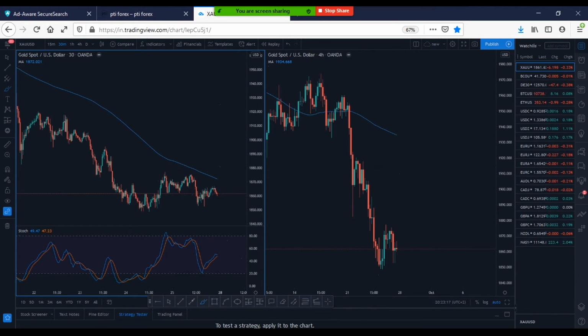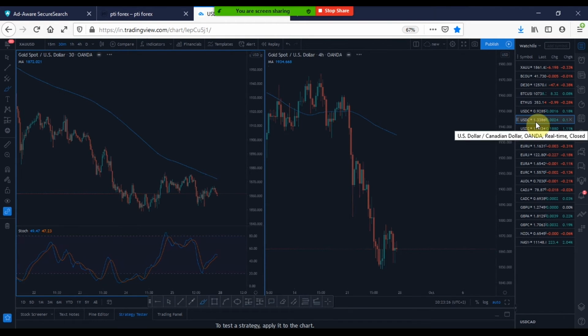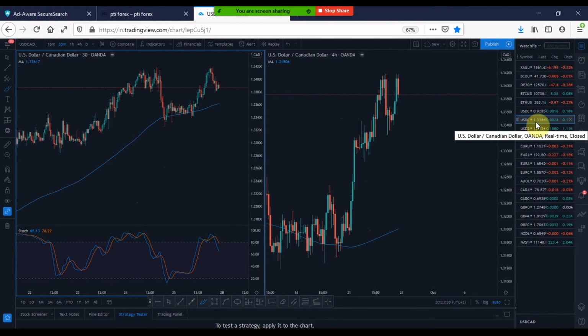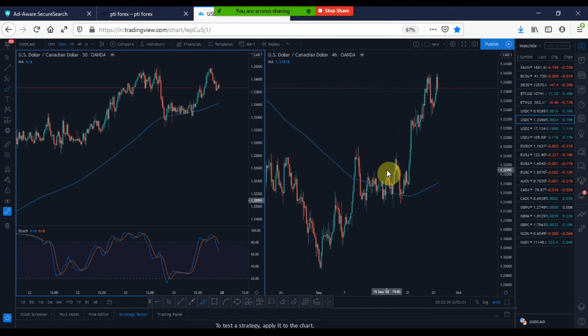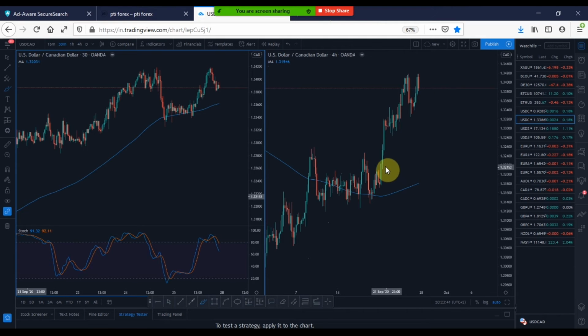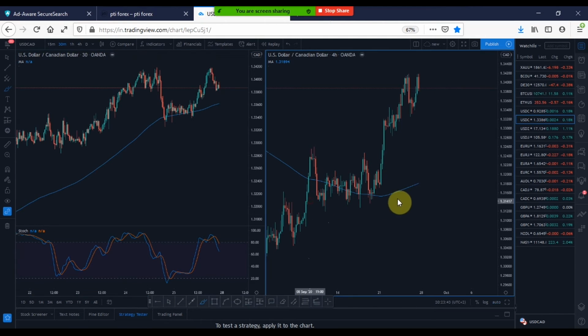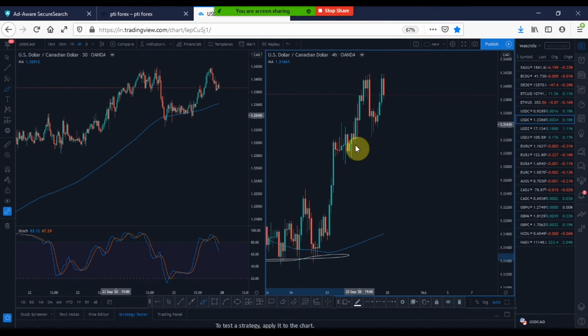We go to the next pair, USD CAD. There we go on USD CAD. So it's the opposite of the other pairs. The USD CAD is moving upwards, starting from this area here. That's where our buyers entered the market, and they corrected here.